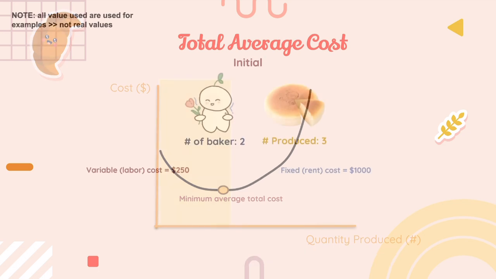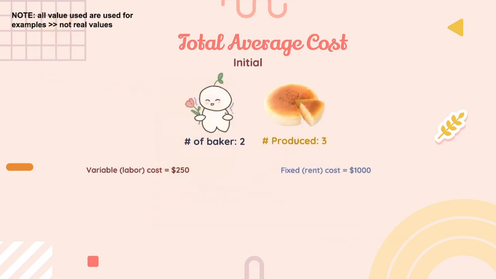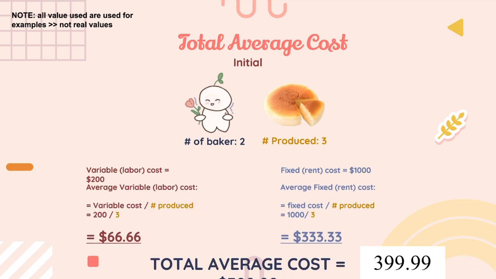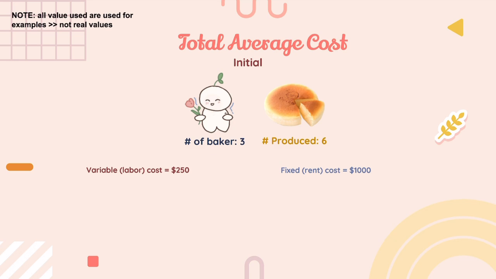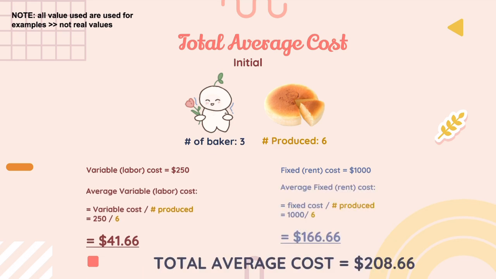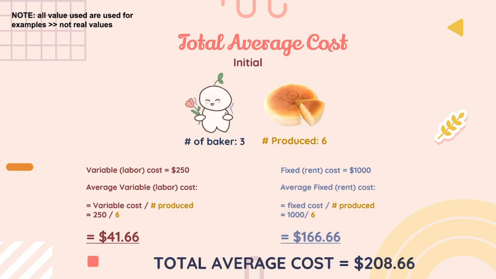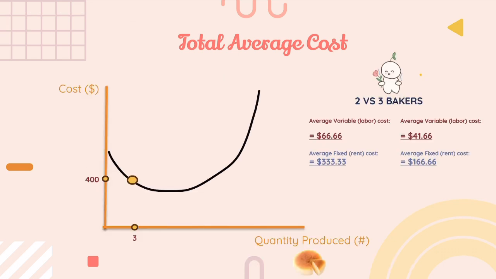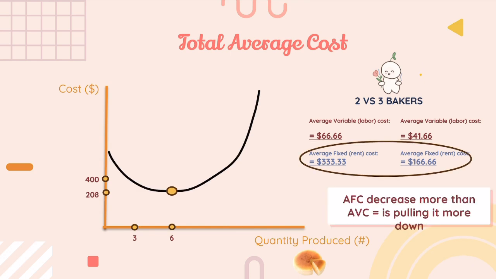For example, with 2 bakers, the average variable cost is 66, and the average fixed cost is 333, and the average total cost is around 400. With 3 bakers, the average variable cost is 41, and the average fixed cost is 167. Now the average total cost is around 208. Here, the increase in cakes decreases the average fixed cost because it's spread over a larger number of goods, causing total cost to decrease.